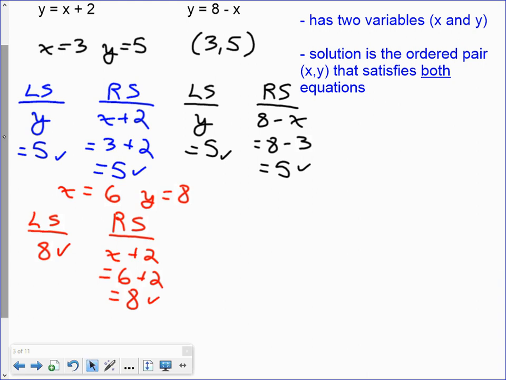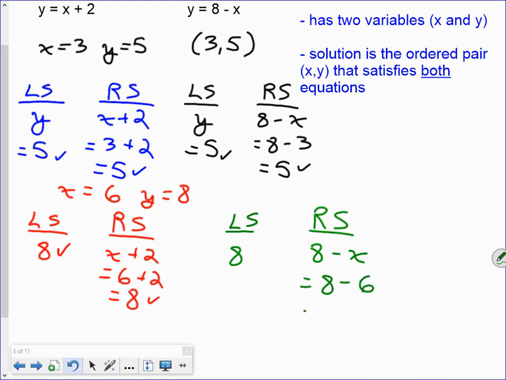But what happens when we try this with our second equation? Left side, right side. Our left side is y, which is 8. And our right side is 8 minus x, which is going to be 8 minus 6, which is 2, which, notice, left side and right side are not the same. So there's a single combination of x and y that is going to work in both of these two equations.